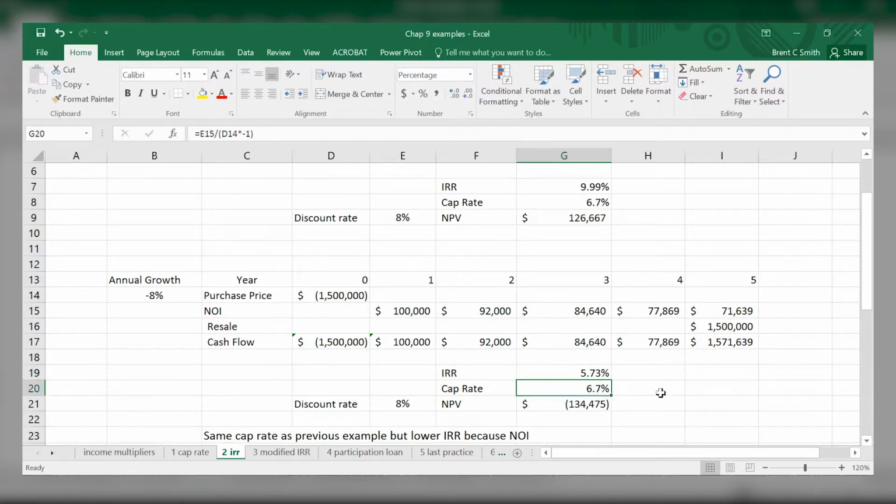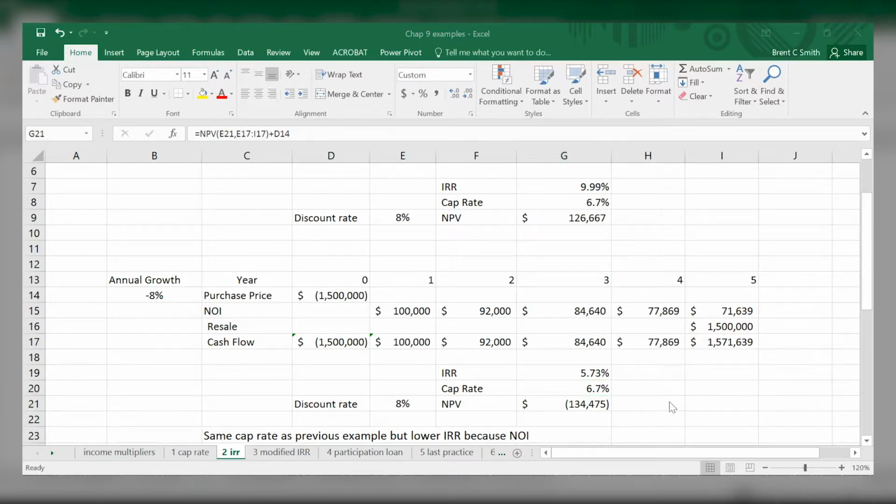The cap rate, however, doesn't change. It doesn't change at all. And the reason why it doesn't change is because it's a function of these first two periods, the period 0, 1.5 outlay, and the period 1, 100,000 NOI.